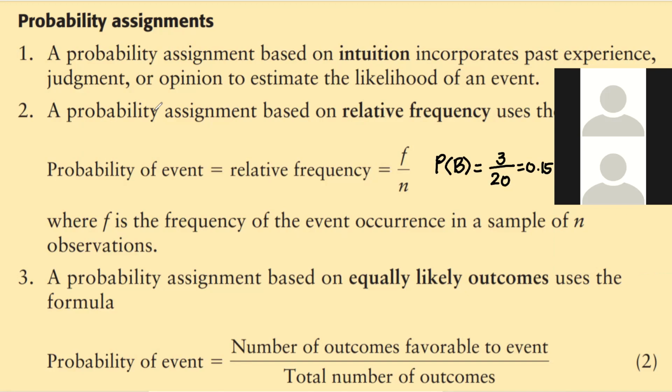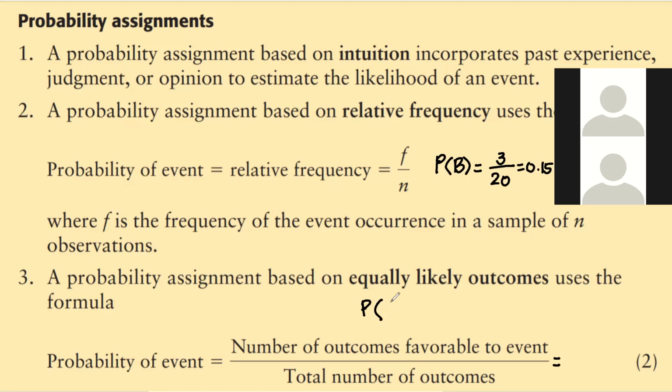Number 3, a probability assignment based on equally likely outcomes uses the formula: probability of event is equal to number of outcomes favorable to event all over total number of outcomes. Like in a true or false item, if you want to know the probability na tama yung sagot mo sa true or false.